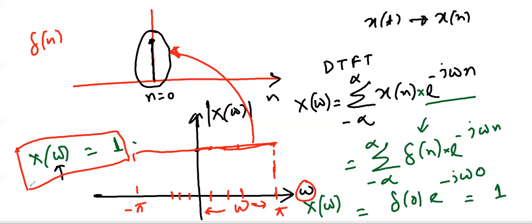Can you make it more clear? Yes, sir. The delta function, when we make it into the frequency domain, it has all the frequency components. Okay, that is one way. What would be the other way?